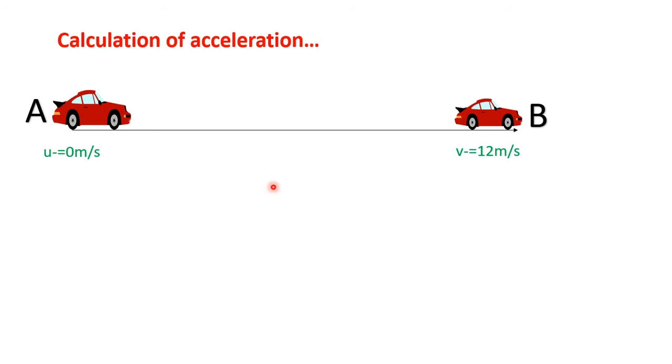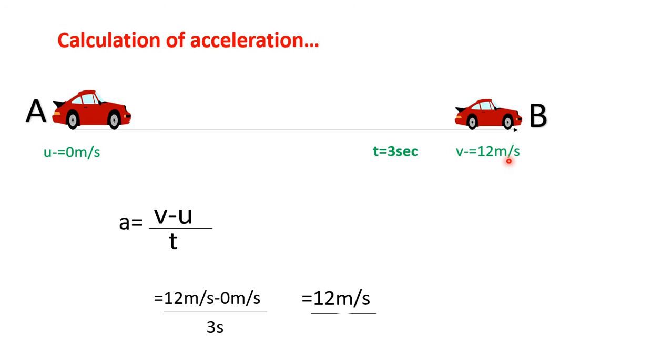or you can say the initial velocity of the car when it was standing was 0 meter per second, and when it reached point B, its velocity was 12 meter per second, and the time taken is 3 seconds. So acceleration will be v minus u upon time. When we put in the numerical values, it will be 12 meter per second upon 3 seconds, which comes to 4 meter per second square, which is the SI unit.